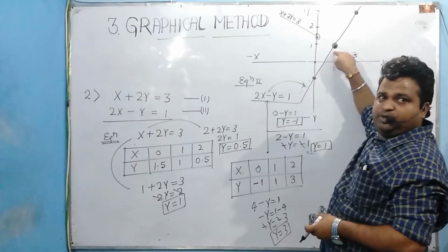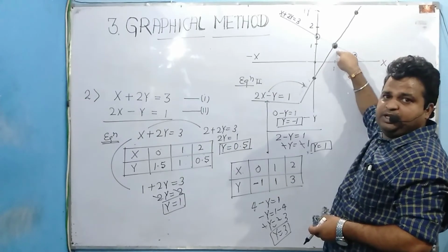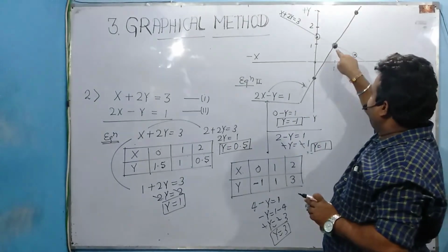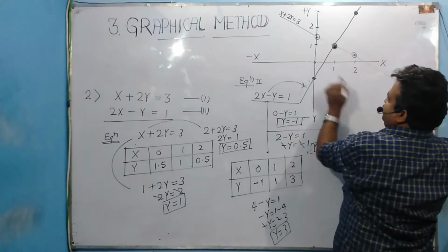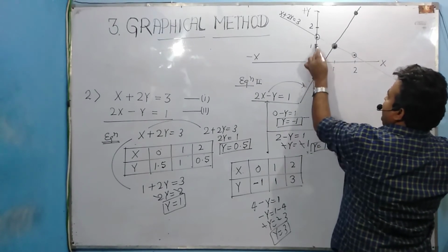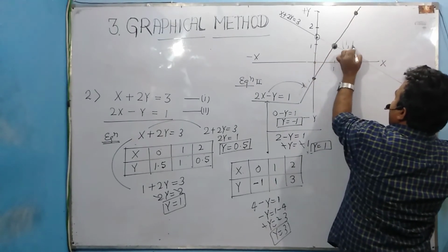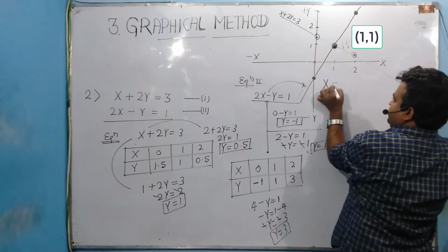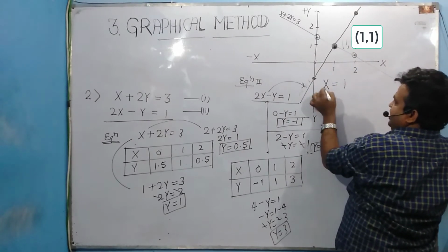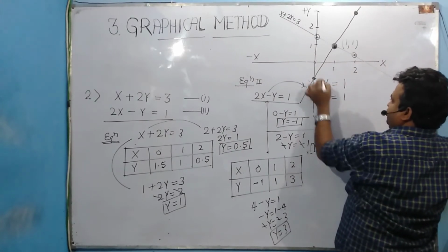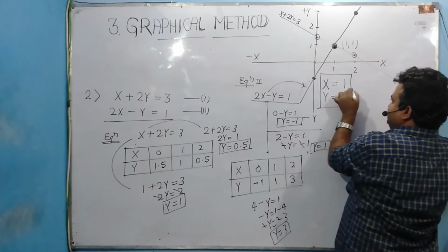This point will be the solution of your linear equations. What is the coordinate of this point? X is 1, y is 1. So this is the coordinate 1 comma 1. So my solution of the linear equations is x equal to 1, y equal to 1.